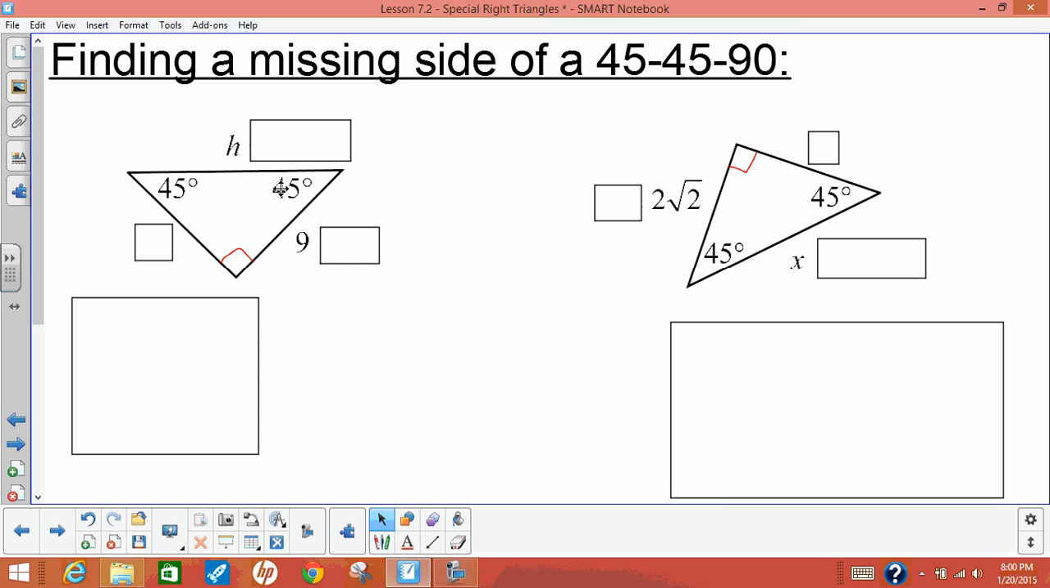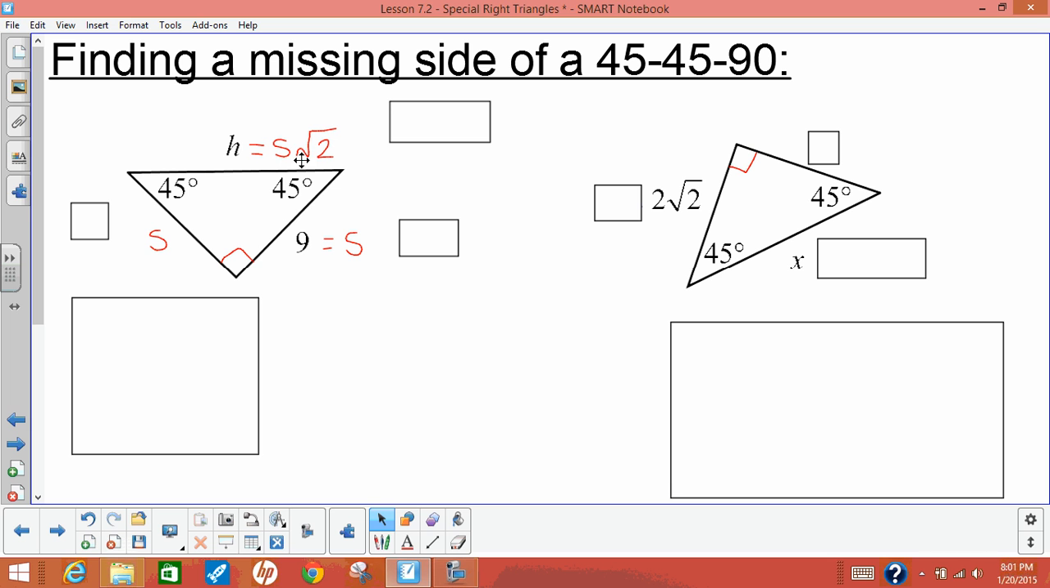Here I have a 45, 45, 90 right triangle. I'm given that the hypotenuse is labeled H, and this leg is labeled 9. So I want to find the missing side. In this case, the missing side is the hypotenuse, H. What I recommend doing is using the relationship from the previous page and labeling the triangle. So we'll label the two sides across from the 45-degree angles S. And since this is 9, I'm just going to write 9 equals S. They represent the same thing. My hypotenuse was S radical 2, or S root 2. So H equals S root 2.